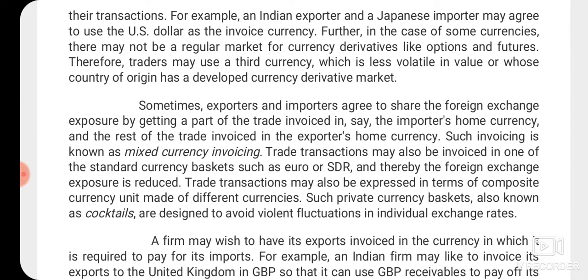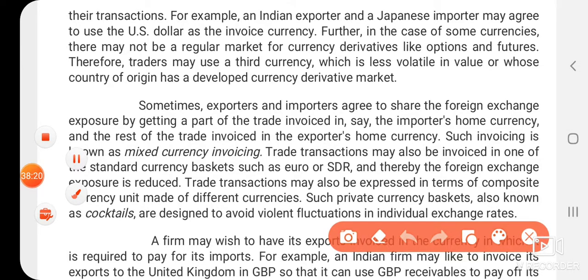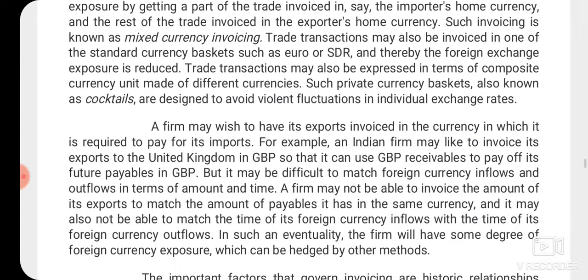such as what we call a private currency basket. It is not involved in one currency, there will be a different basket of currencies. This we can call a cocktail. Why are we choosing this? In order to avoid violent fluctuations. We know that our stock market is a temporary market. In order to avoid such fluctuations in the individual exchange rate, we are using such cocktails, that is, in terms of composite currency units.